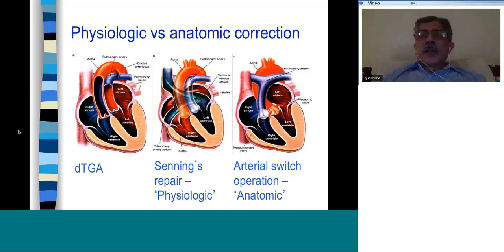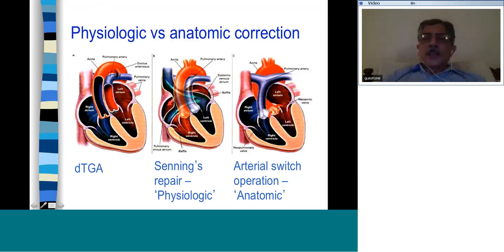The arterial switch, what you see on the right side, is an anatomic correction. The arteries are switched at the arterial level, but in addition to that, the coronary arteries, which arise from the aorta and the right ventricle, also have to be switched. That completes the anatomic correction, so that the left ventricle is now connected to the aorta, the coronaries take origin from the new aorta, and the pulmonary artery is connected to the right ventricle.